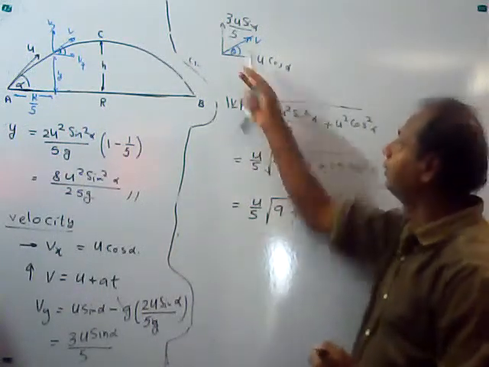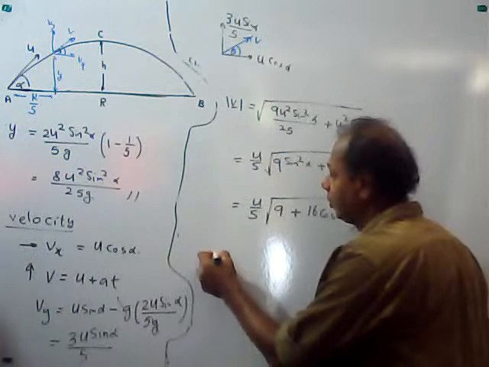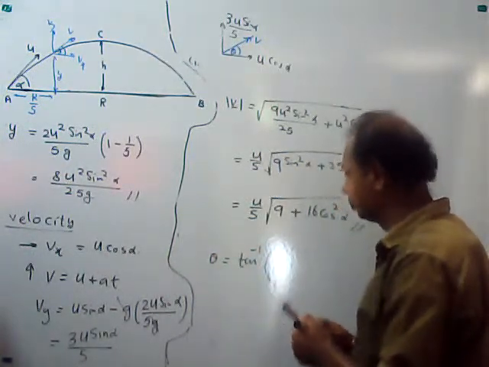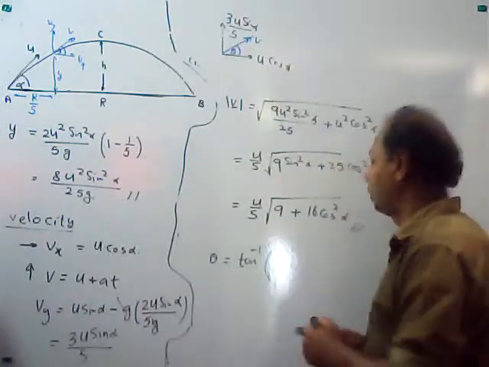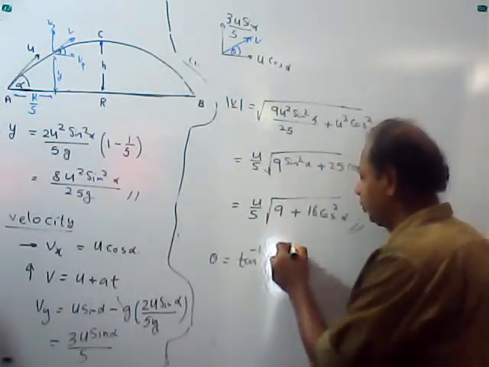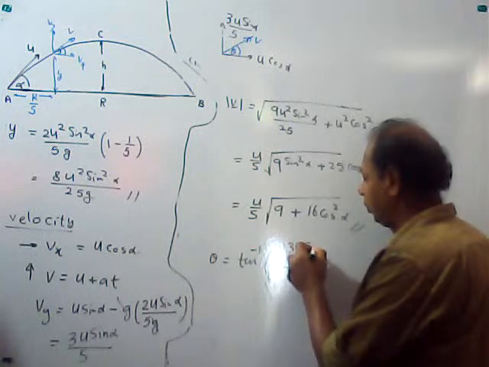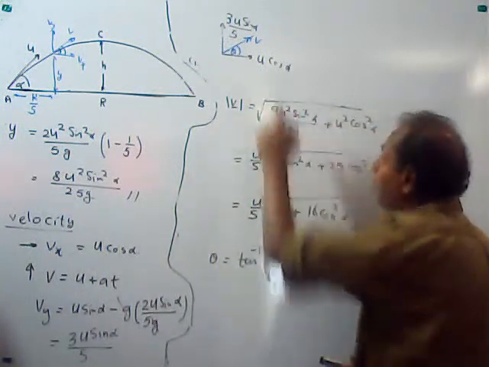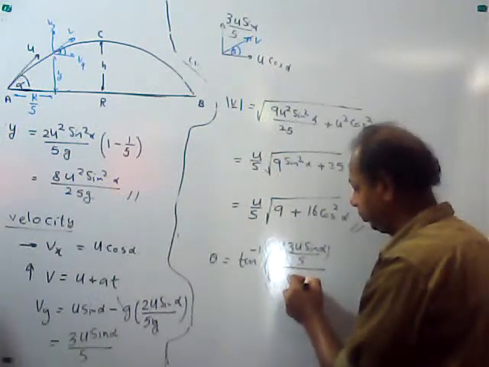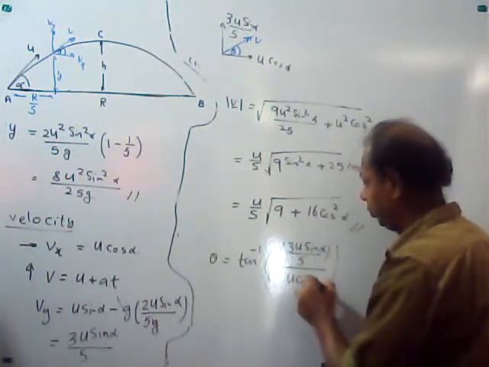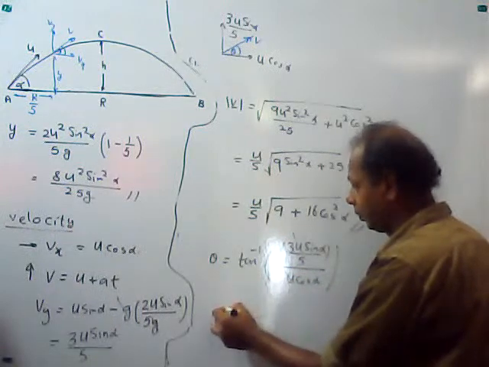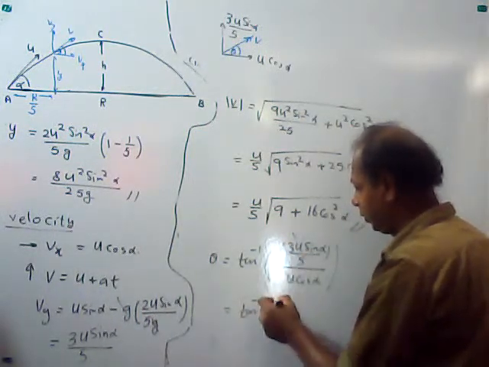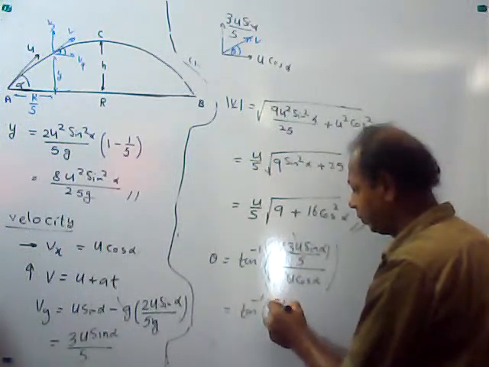Then the direction, theta, is given by tan inverse of 3u sin alpha over 5 divided by u cos alpha. U gets cancelled. That is tan inverse of 3 tan alpha over 5.